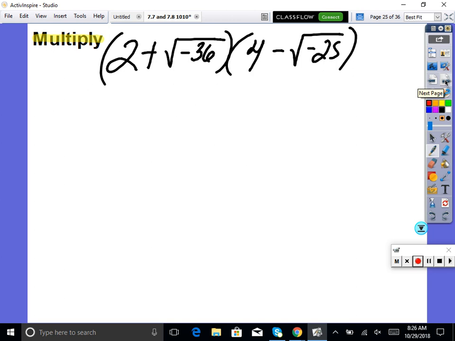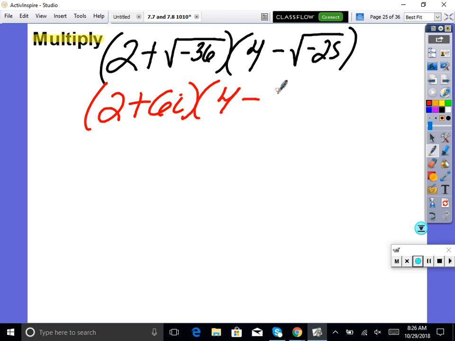Okay, so I think we get the picture here. How would I write this one? This would be 2 plus 6i times 4 minus 5i, and then I would double distribute, right? Are we all good? Okay, moving on.